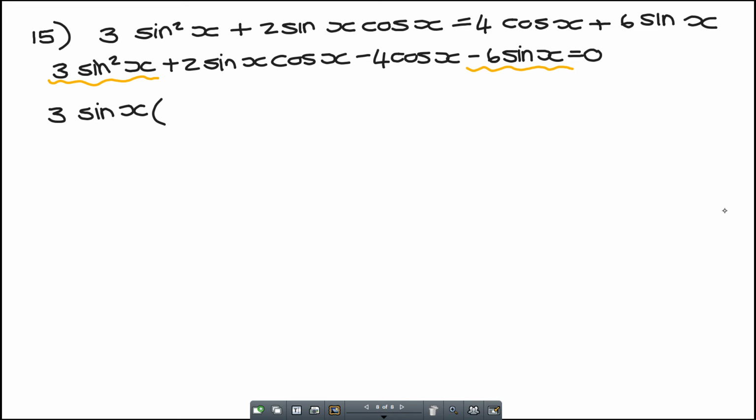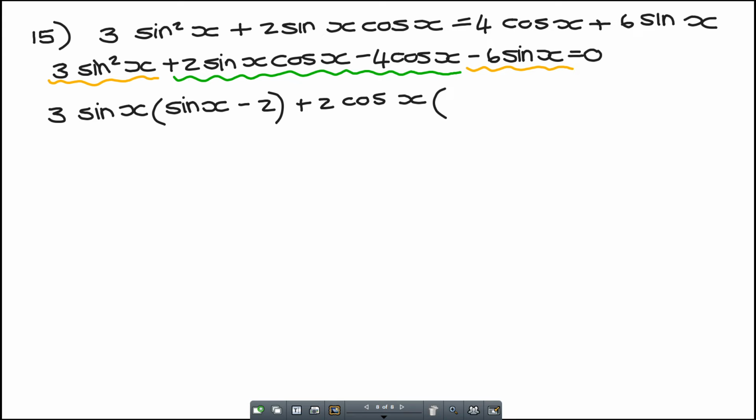Sorry. Sin x minus 2. Right. Then I'm going to group the 2 sin x cos x en die 4 cos x. Wat kan ek by daai tweeetjies gaan uithaal? 2 cos x. Okay. So 2 cos x. Okay, so by die eerste term bly daar oor sin x minus en dan 2. Okay, what do you see?